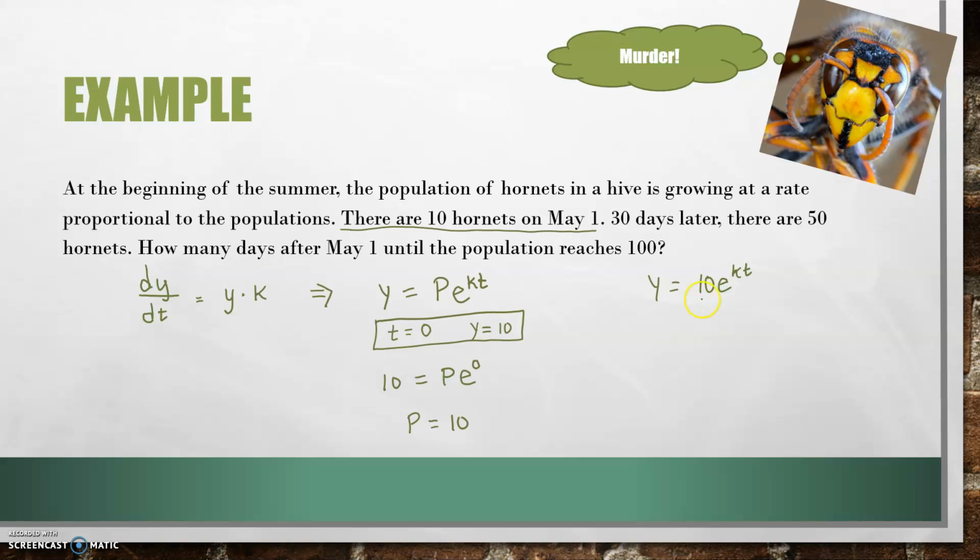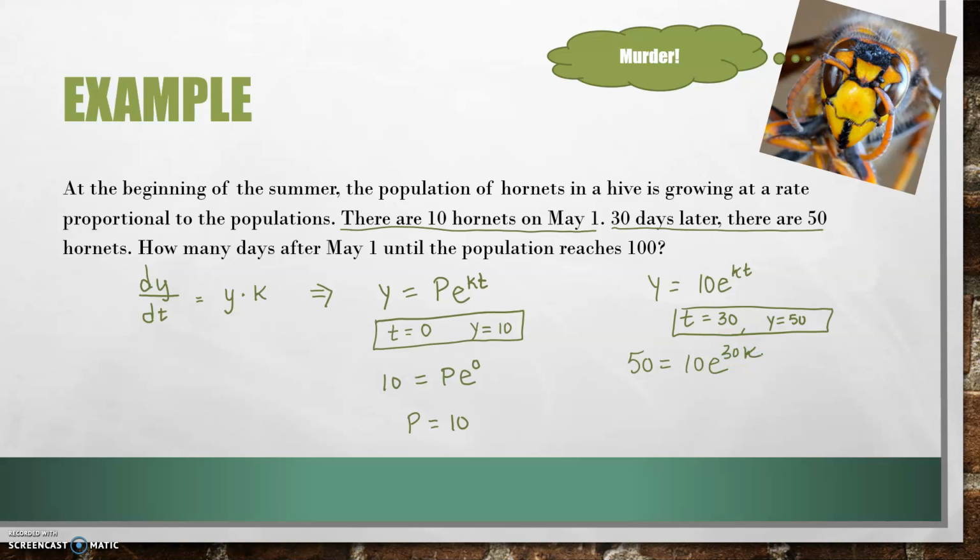And I'm going to use this other information. 30 days later, there are 50 hornets. So t equals 30, y equals 50. And I'm going to use that to figure out what k is. So once I know the growth constant, then I can figure out how many days until the population reaches 100. So fill that in. 50 is equal to 10 times e to the 30k.